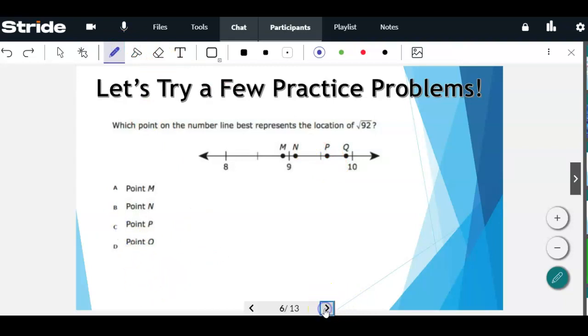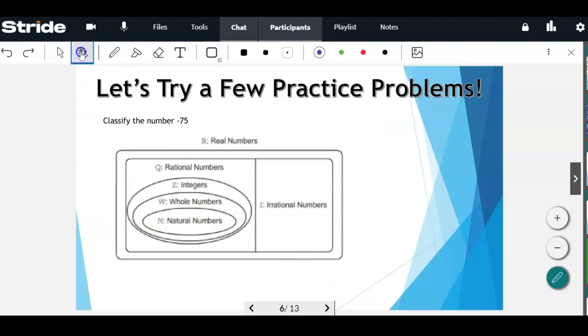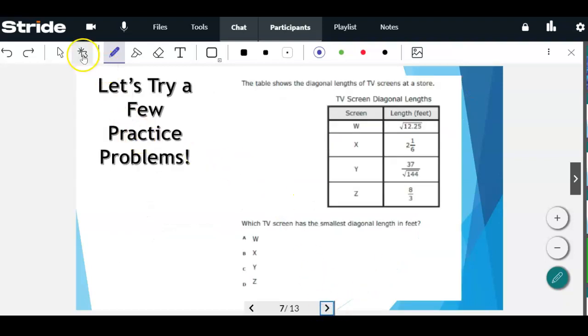All right, next, classify the number negative 75. It's definitely an integer, which makes it also a rational number. So negative 75 here. So it would be an integer and a rational. There we go. Next, let's practice this one.